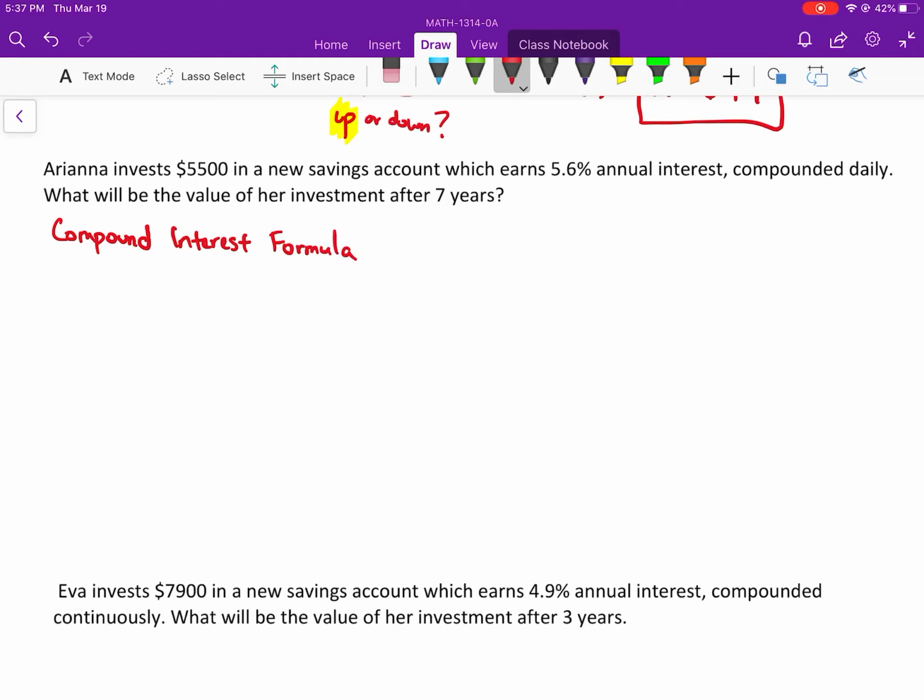This one simply states the amount after t number of years equals the principal, or what you put in, like a savings account for example, times parentheses 1 plus r over n. That's the interest rate over how many times it's compounded, which is n. And we're going to take that to the n times t power. Alright, so now I'm going to go ahead and write out the rest of this. So P is principal.